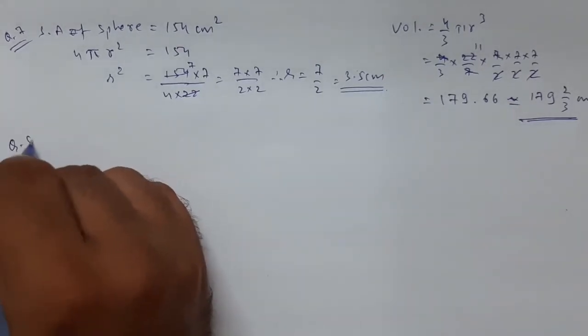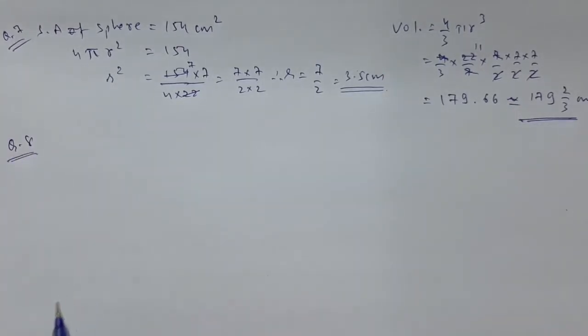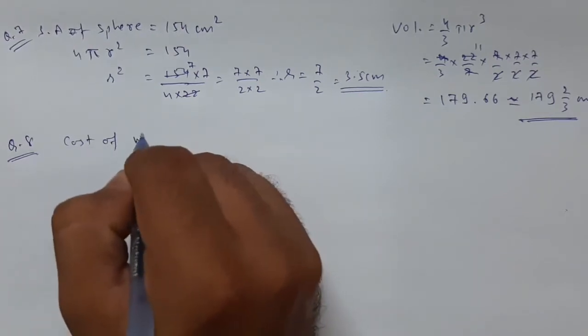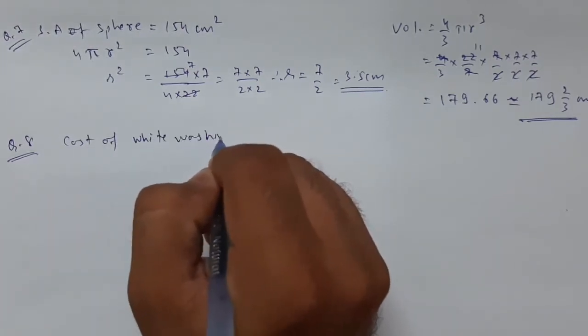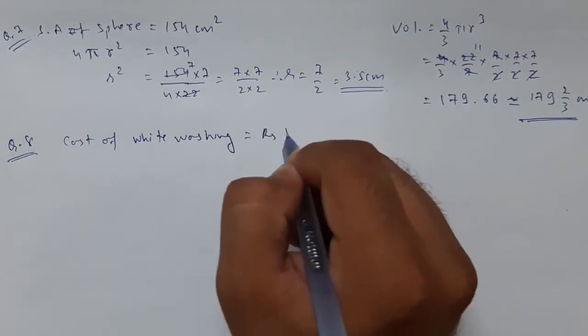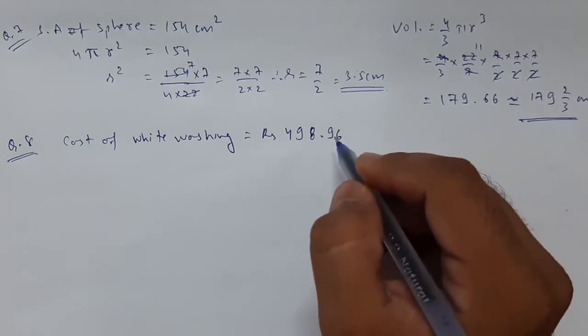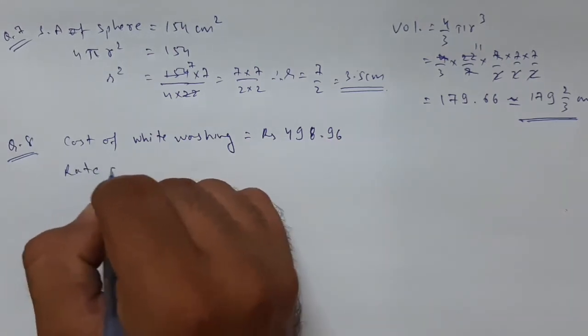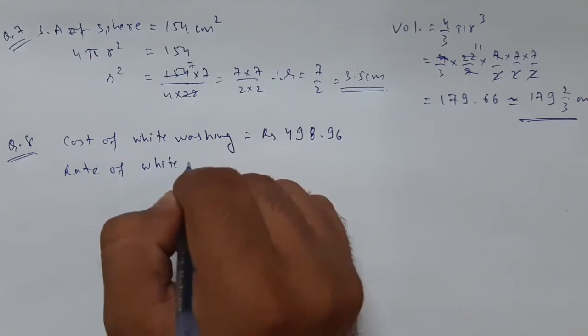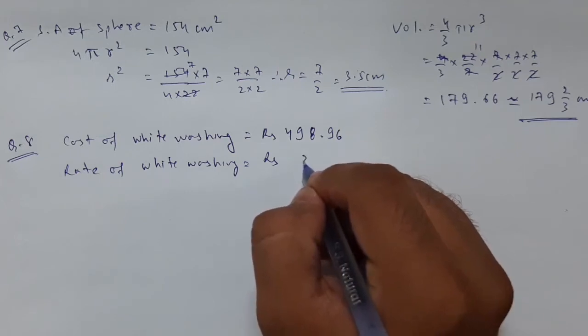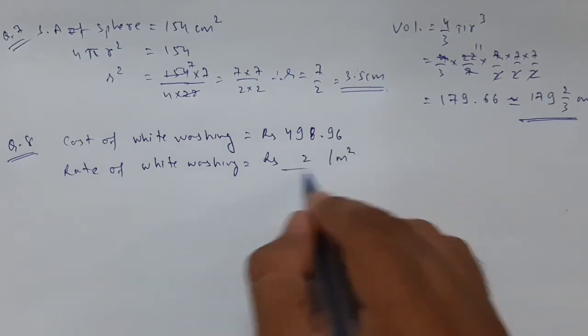Now question number 8. A dome of a building is in the form of a hemisphere. From inside it was whitewashed at the cost of rupees 498.96. If the cost of whitewashing is rupees 2, rate of whitewashing. Now rate is given to you. Rate of whitewashing is equal to rupees 2 per meter square. So this becomes the rate.